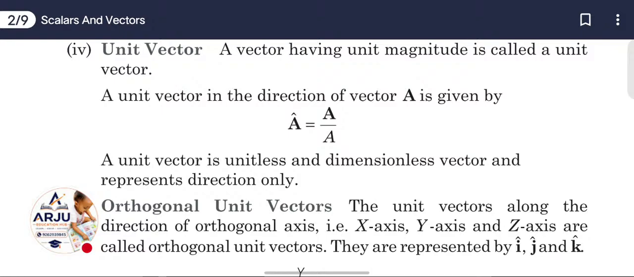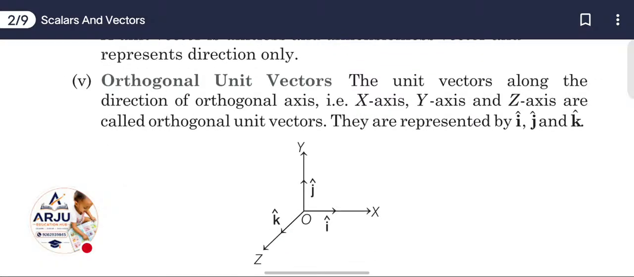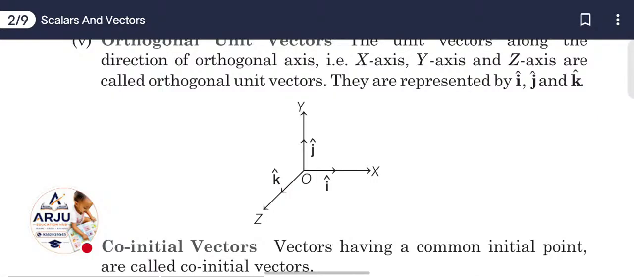Now next one, orthogonal unit vectors. The unit vectors along the directions of the orthogonal axes, that is the x-axis, y-axis, and z-axis, are called orthogonal unit vectors. They are represented by cap i, cap j, and cap k. So along the x-axis is cap i, along the y-axis is cap j, and along the z-axis is cap k.